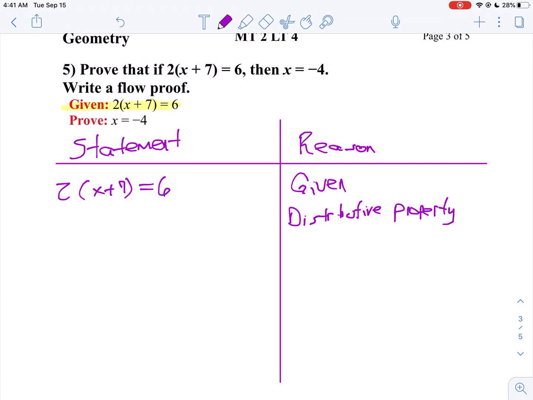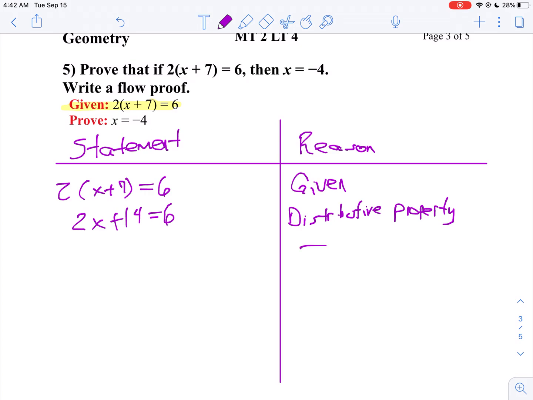So what did I do? If I distribute the 2, I get 2x plus 14 equals 6. Now, what are you going to do to get x by itself? Well, we want to get rid of adding 14. So what's the opposite of adding? Well, subtracting. I don't like to write a whole bunch of words down.